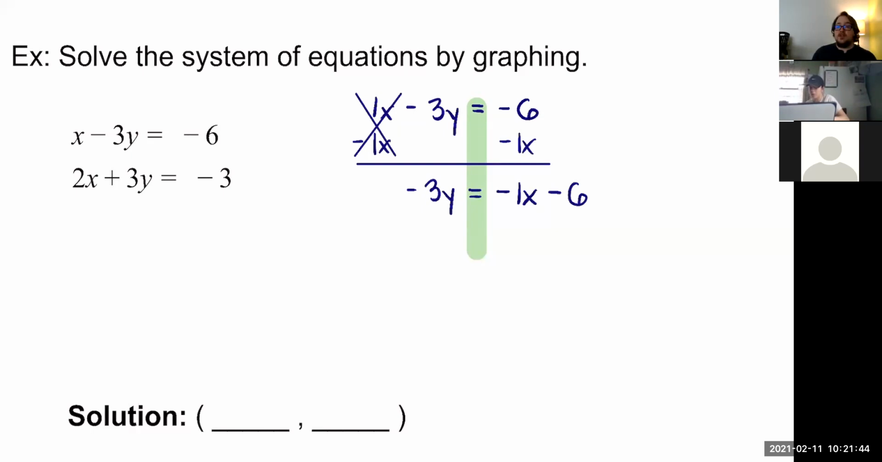So anytime you're writing things over there, if they are not like terms, don't try to force them together. If they're not like terms, just bring them on down. Just make sure you bring their signs with them. And then you would divide everything by -3.